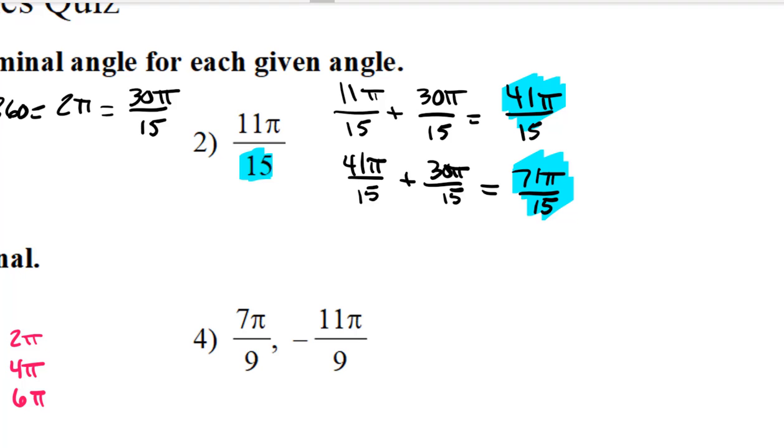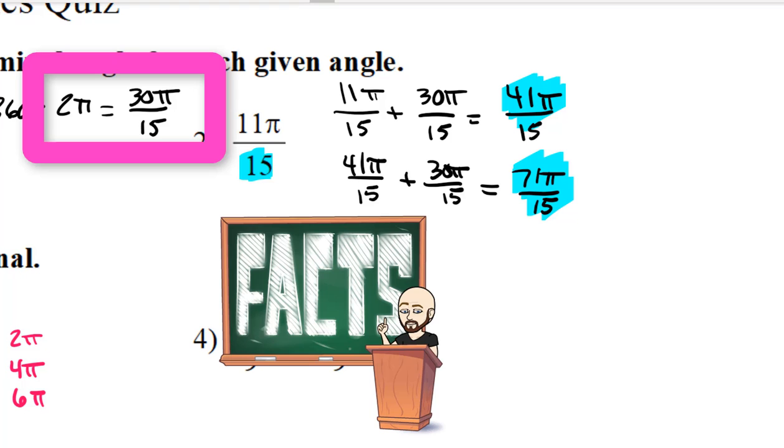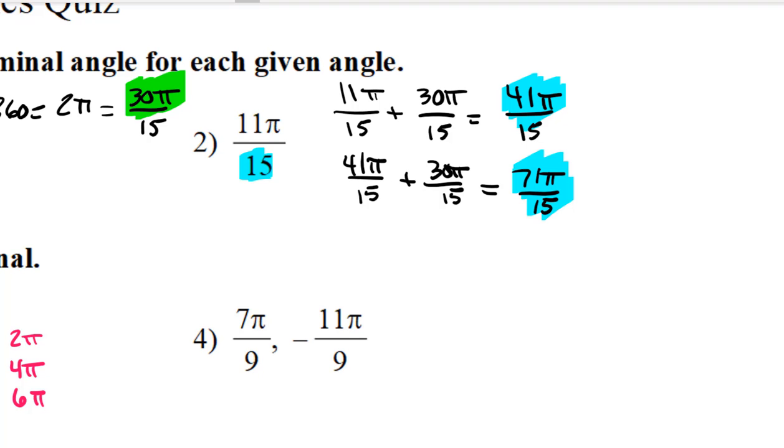And notice the difference between 41 and 71. The difference between them is 30. All right, so that's just something to be aware of as well. Multiples of 30 pi. All right, cool. So now those were the two positive values. So now let's take a look at two negative values.